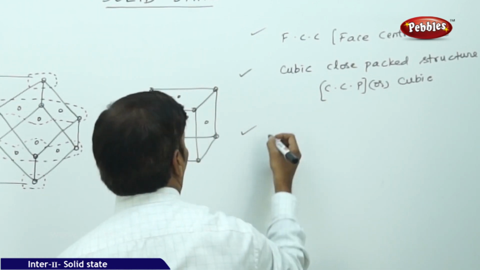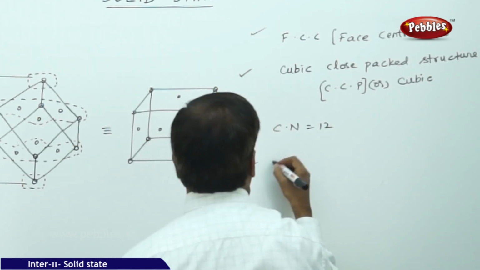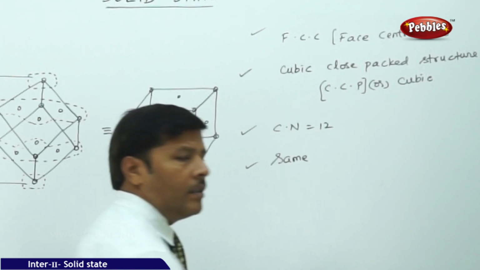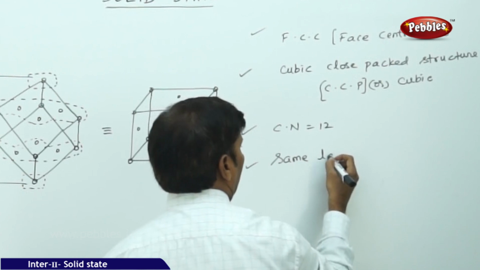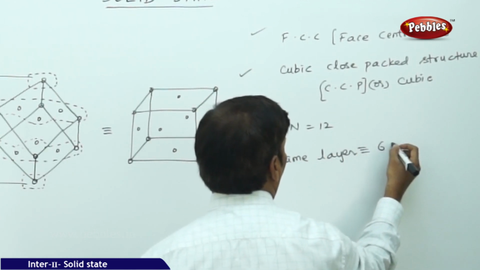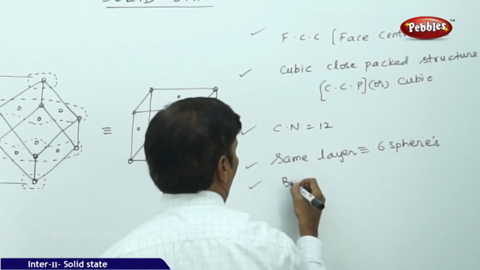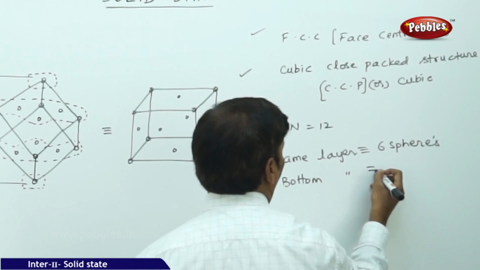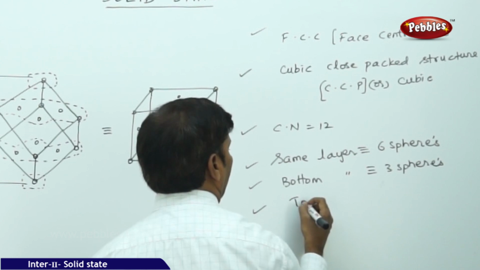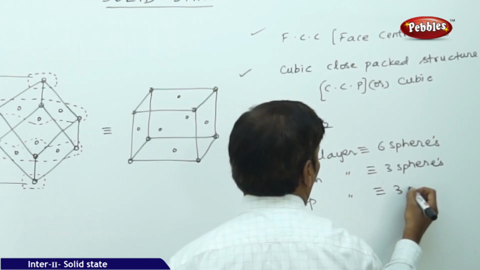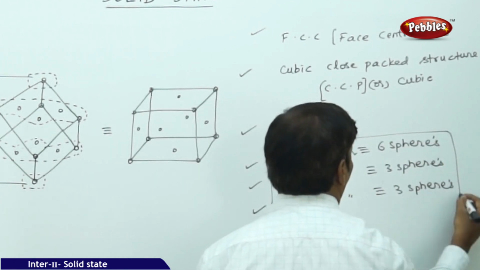Here the coordination number is 12. When I say coordination number 12, just like HCP, the same layer has 6 neighbors. Then in the bottom layer 3 spheres come in contact, and again in the top layer another 3 spheres come in contact. So this speaks about the coordination number.